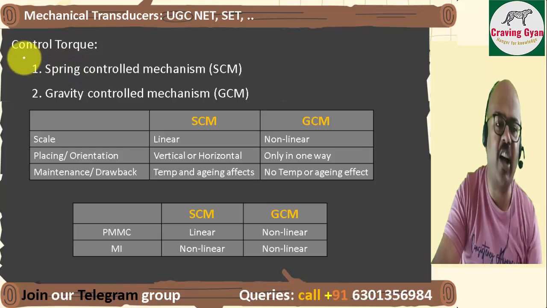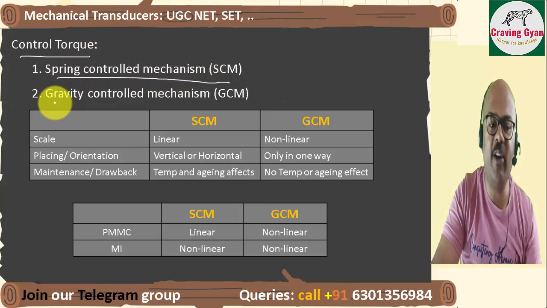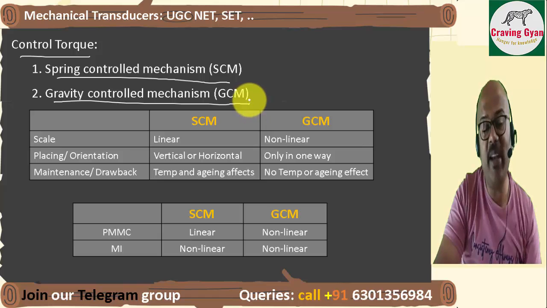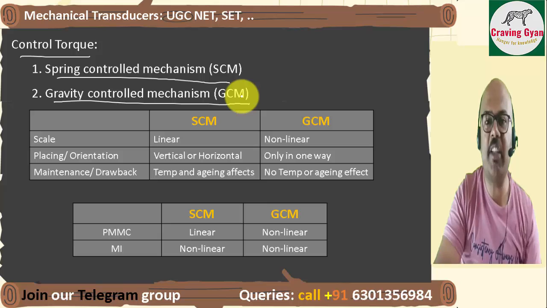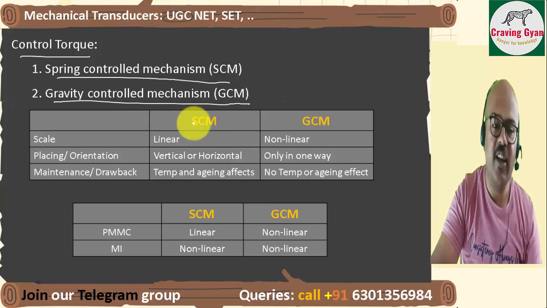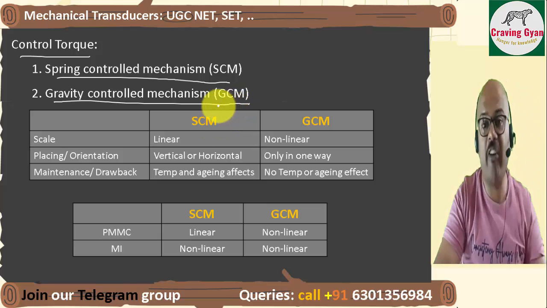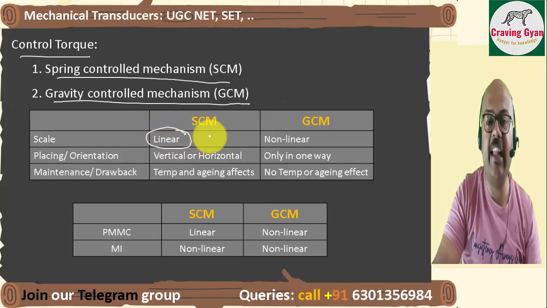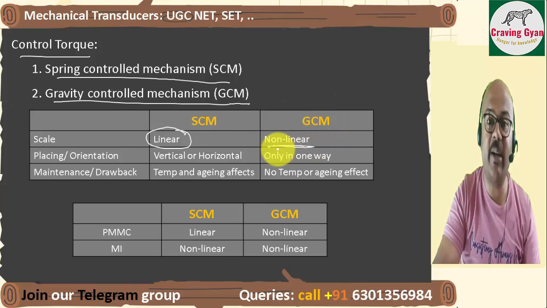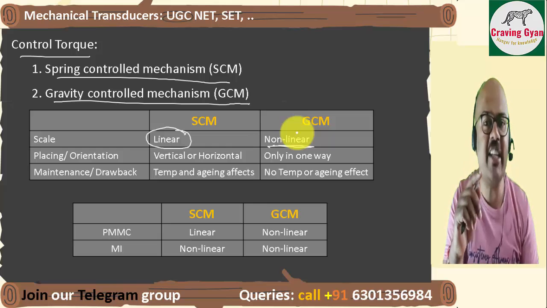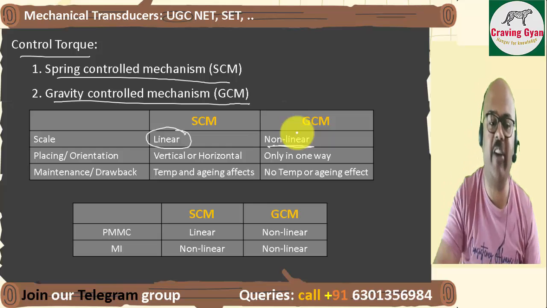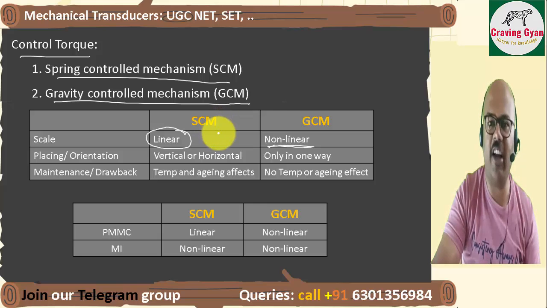Next, in the case of control torque, you will have a spring control mechanism and a gravity control mechanism. As the name indicates, in the case of the gravity control mechanism, the orientation is fixed, and it should be with respect to gravity. In the case of the spring control mechanism, you can place it either vertically or horizontally, however you want, no problem. Here the scale exhibited is a linear scale, but in the case of the gravity control mechanism, the scale exhibited is a non-linear scale. Reading a non-linear scale is a bit difficult, but with a linear scale, you can predict further values so easily.